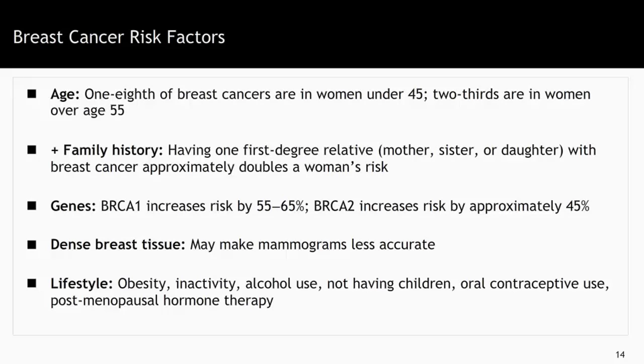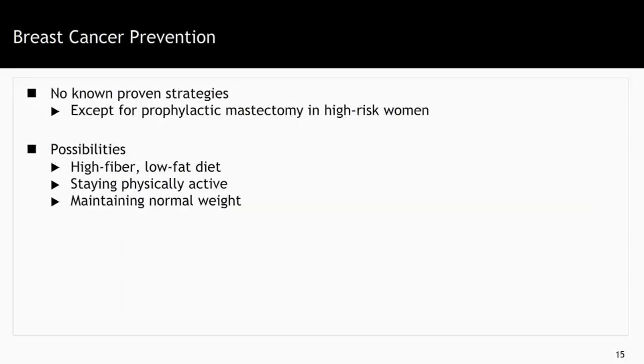Lifestyle is an important contributor to breast cancer. Obesity, lack of physical activity, alcohol abuse, not having children, oral contraceptive use, and postmenopausal hormone therapy all contribute to increasing risk of breast cancer to some extent. The exact number or percent of increased risk is often unclear, but we know that these all contribute. Are there any ways to prevent breast cancer?